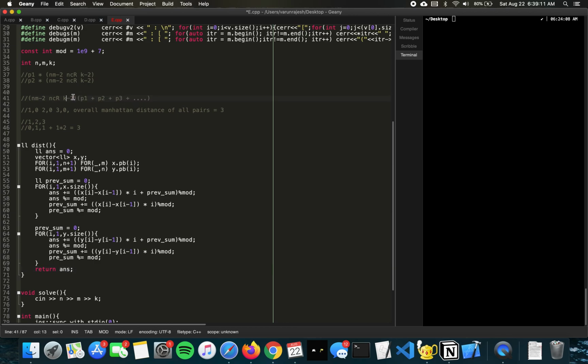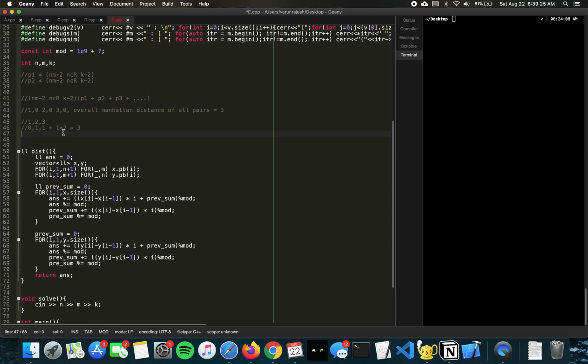Now we have to do nm minus 2 choose k minus 2. So the way we actually do this is, okay, so we need, let's also have something called max, which is 1e6 plus 50. Okay, 1e6 plus 15, I call that max.